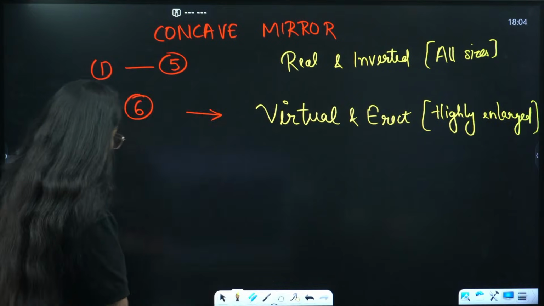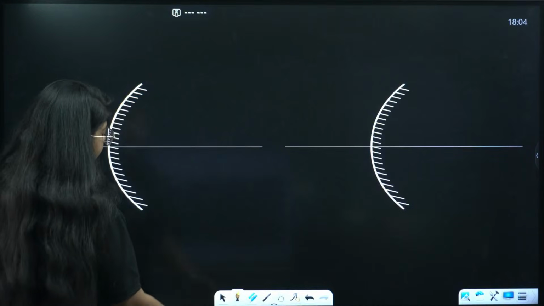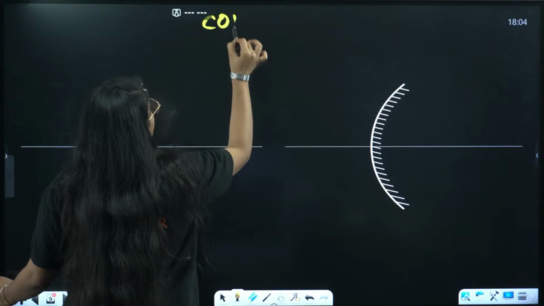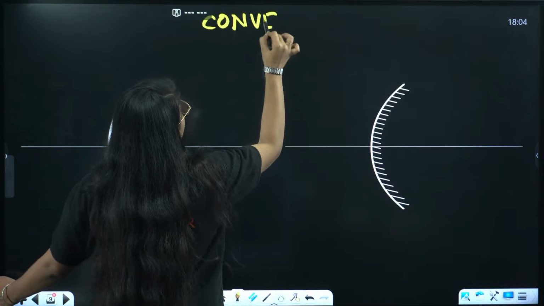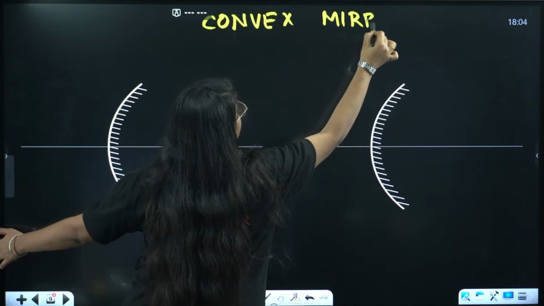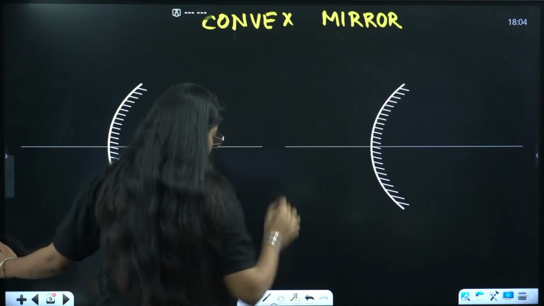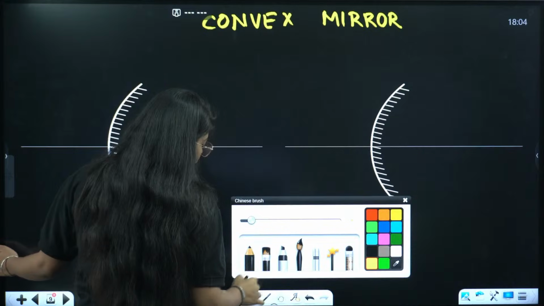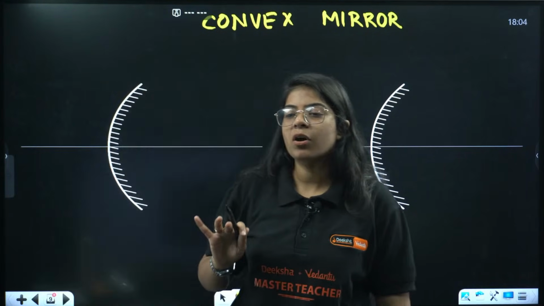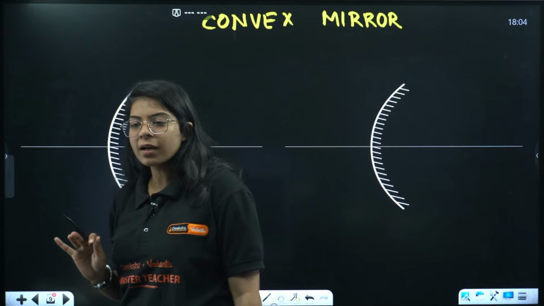ठीक है? चलो, now let's move on to the next, that is convex mirror. Done. Now in convex mirror, I know we have a good news that only 2 cases are there for convex mirror. Done.